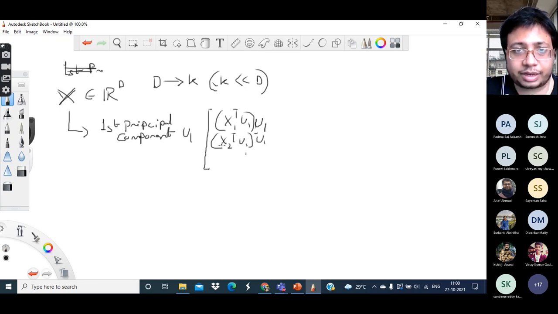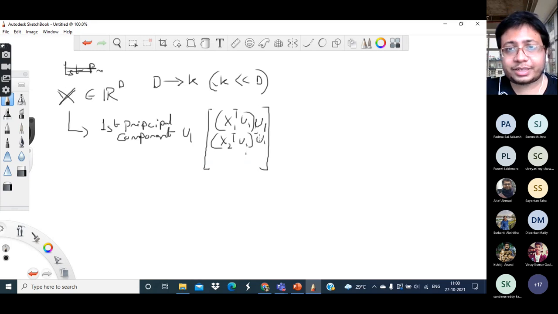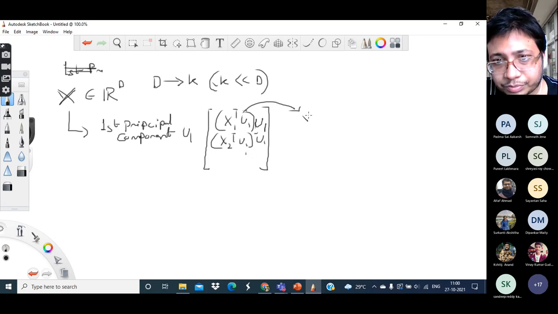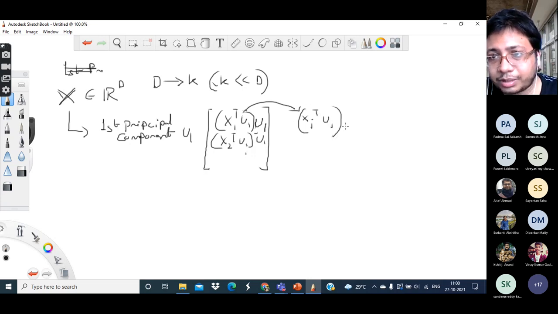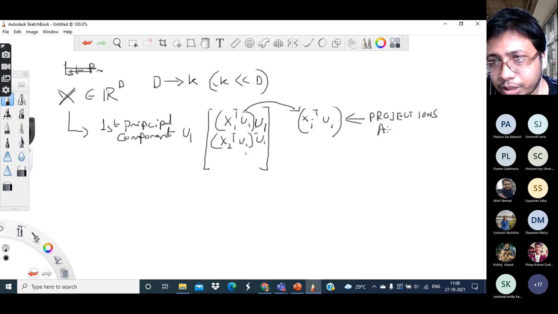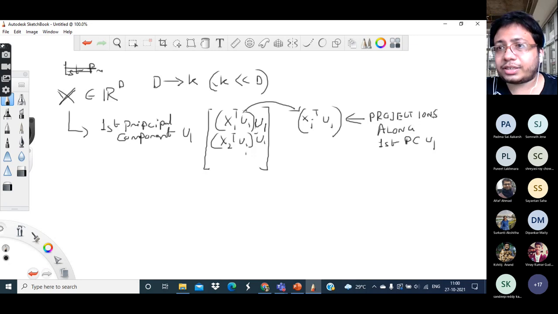So these magnitudes of the projections are denoted in this way, xi transpose u1. These are basically the projections along the first PC, which is u1. Okay, these are sometimes also known as the loadings.